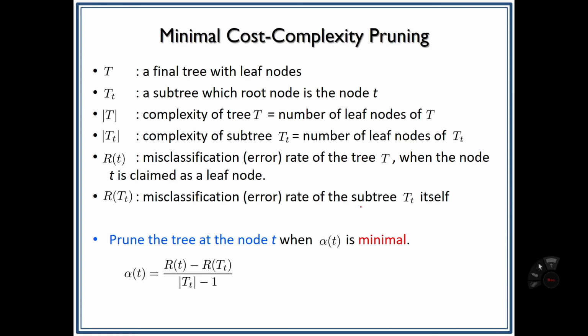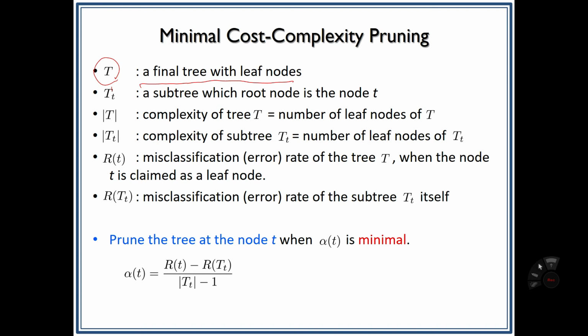So how do we prune that tree? There are some symbols that are used to explain the pruning. This T is the final tree with leaf nodes, that is the fully grown tree. Actually, pruning is a kind of iterative step.